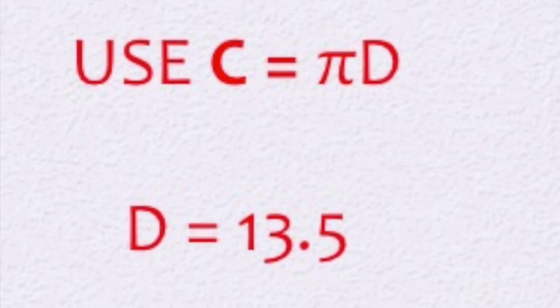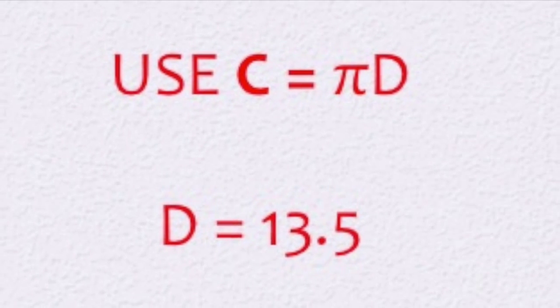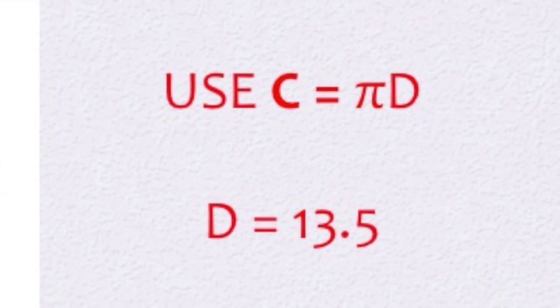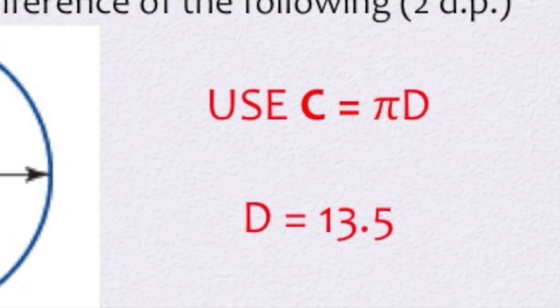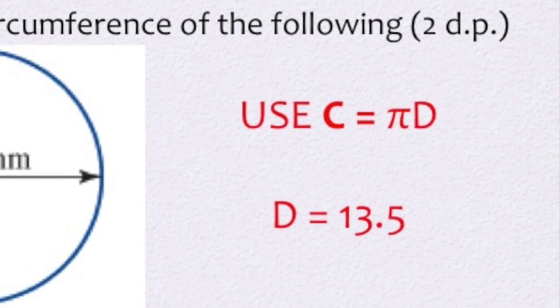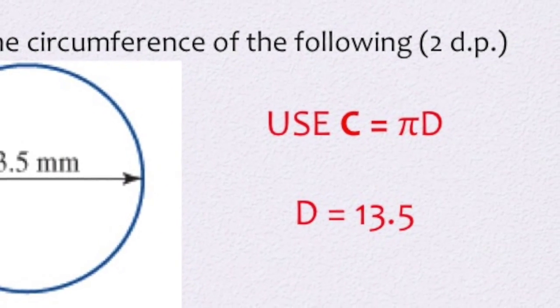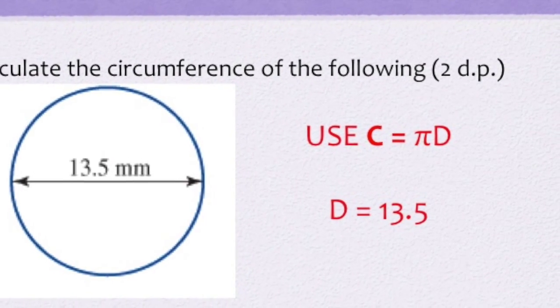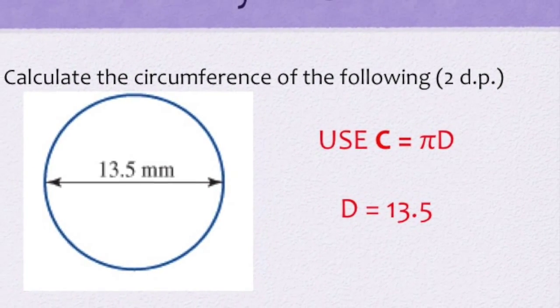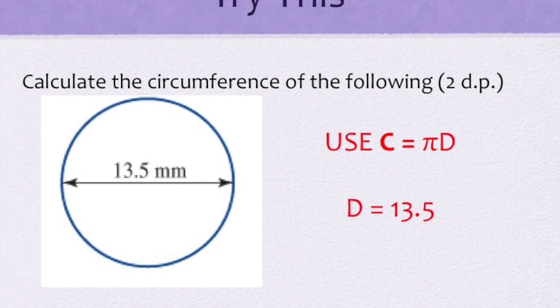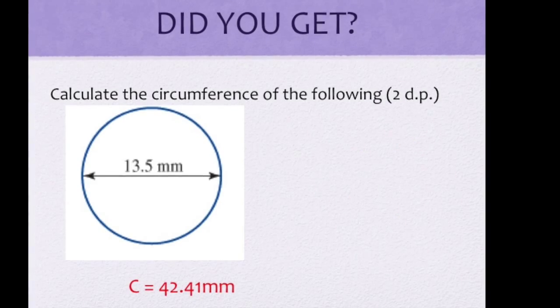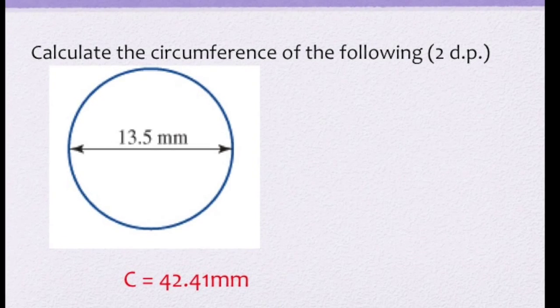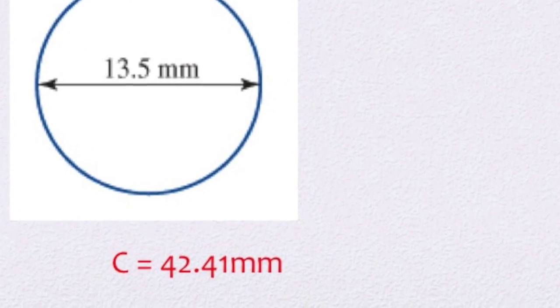Now the formula you should be using is circumference is equal to pi d. Remember, diameter goes from one side of the circle to the other. The diameter is equal to 13.5 millimeters. In your calculator, you will type pi times 13.5 equals. The answer you should have come up with is 42.41 millimeters.